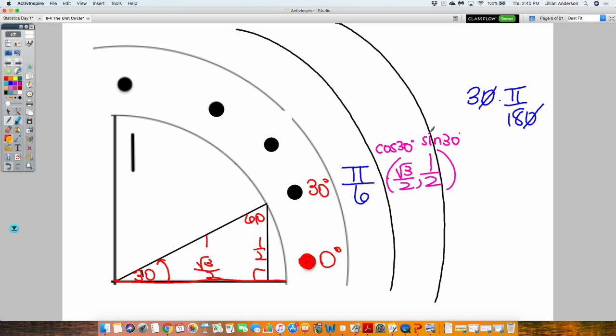We are going around the circle. Okay? I guess we could do 0 before we leave 30 degrees.